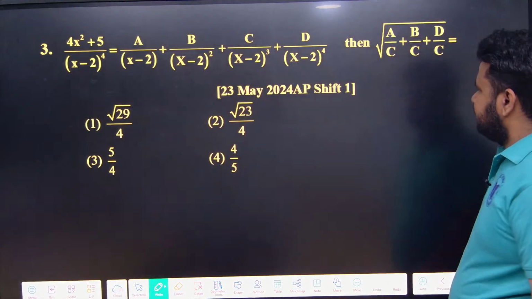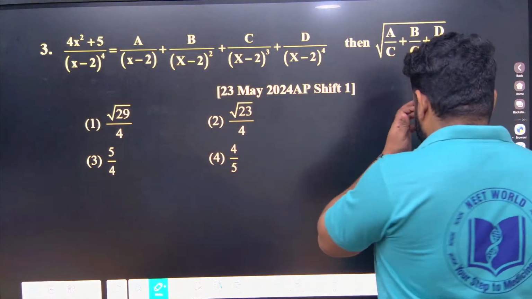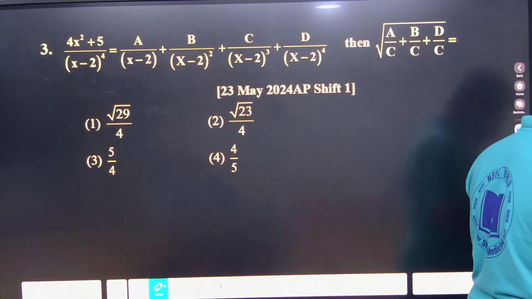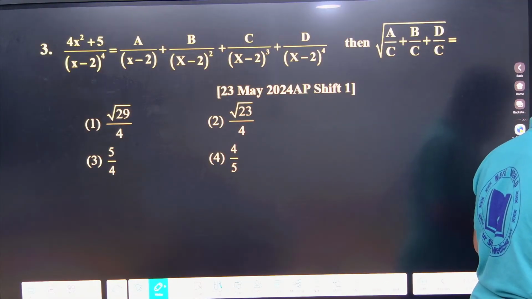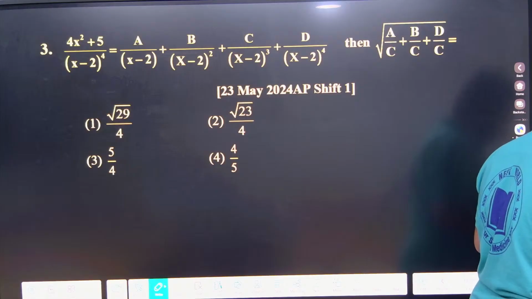Please have a look at this question, 2024 AP. Please have a look at this question, similar to the question which I told in the shortcuts, second question. Yes, 8 is the right answer.